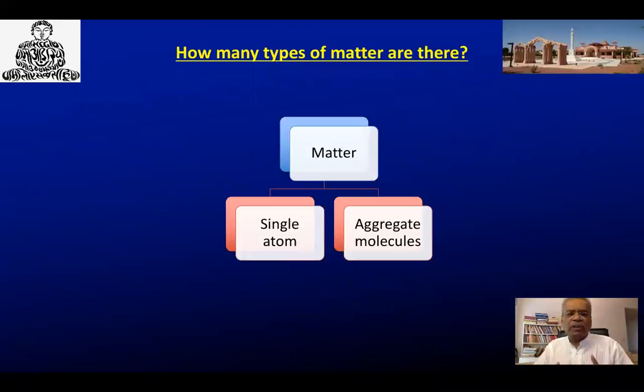Now next week we'll go through a lot more detail about this single atom and aggregate, and hopefully I think we may finish this matter chapter next week, and then we'll go to the next one. Any questions so far?